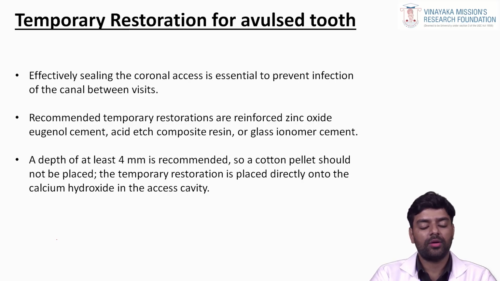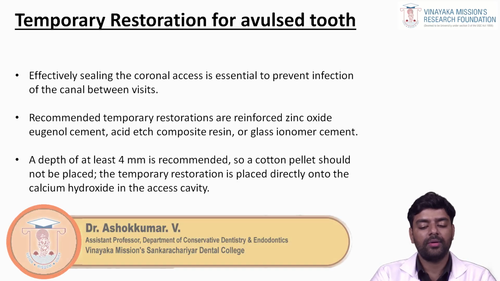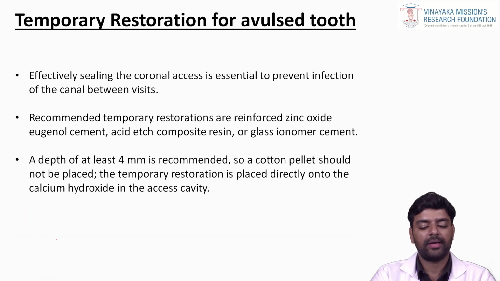Effectively sealing the coronal access is essential to prevent infection of the canal between the visits. Recommended temporary restorations are reinforced zinc oxide eugenol cement, acid etch composite resin or glass ionomer cement. A depth of at least 4 mm is recommended. So cotton pellet should not be placed. The temporary restoration is placed directly onto the calcium hydroxide in the access cavity.